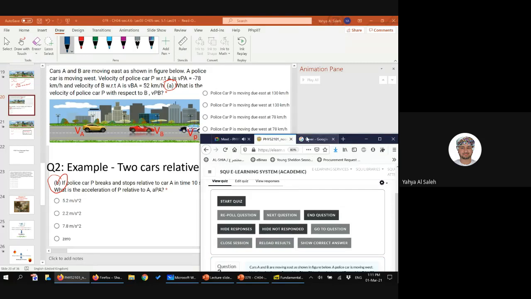Okay, here we go. Question is live. Cars A and B are moving east as shown in the figure below. The police car is moving west. The velocity of the police car with respect to A is minus 78. B with respect to A is 52. What is the velocity of car P with respect to B? Velocity of PB. This is what we just did now. So let's see if you are awake to remember.